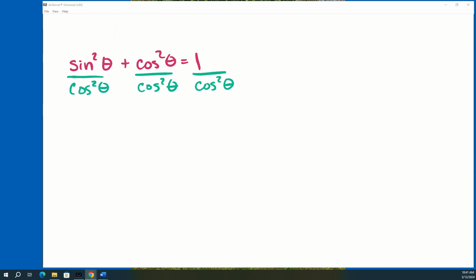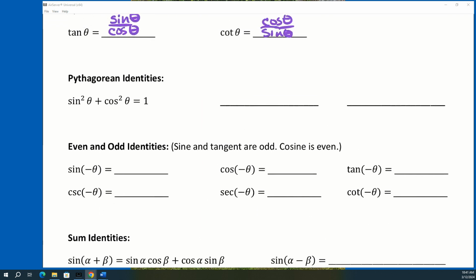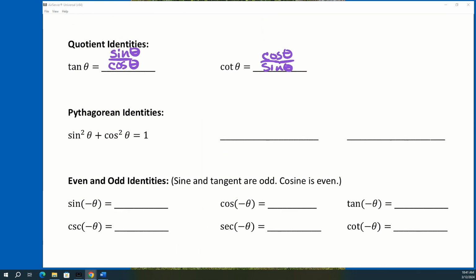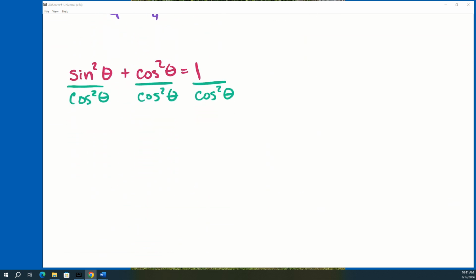All right, so we just wrote that sine of theta over cosine of theta is tangent of theta. So what do you think that sine squared of theta over cosine squared of theta is? Sine squared over cosine squared. What was sine over cosine? Tangent. So what do you think sine squared over cosine squared is? Don't make it hard. Tangent squared of theta.